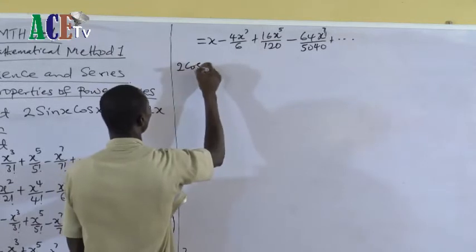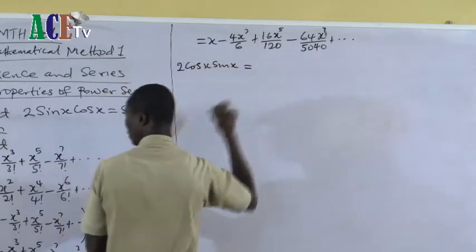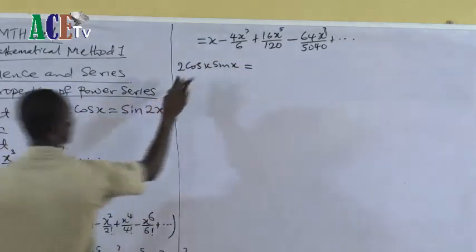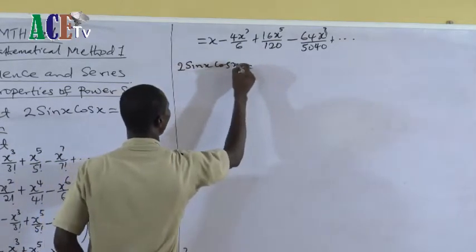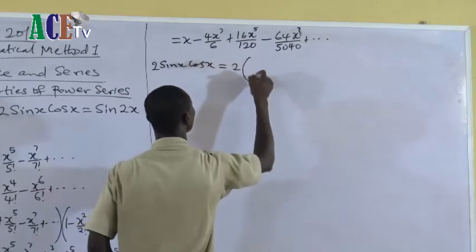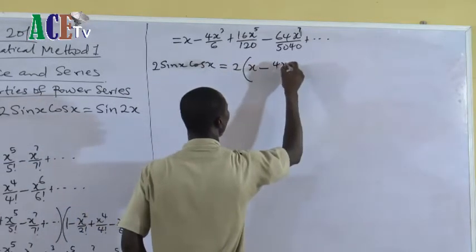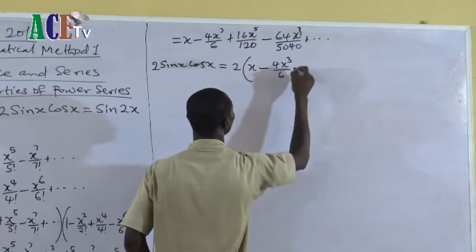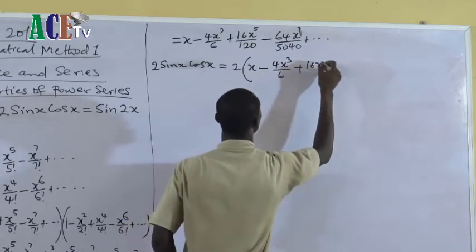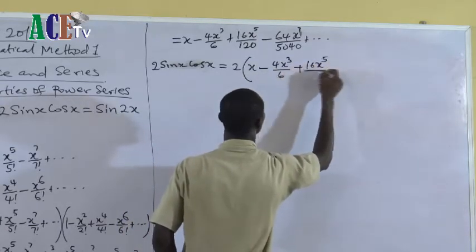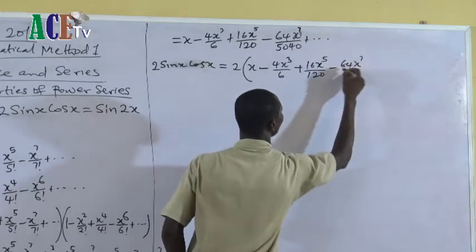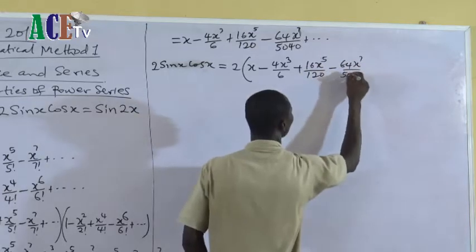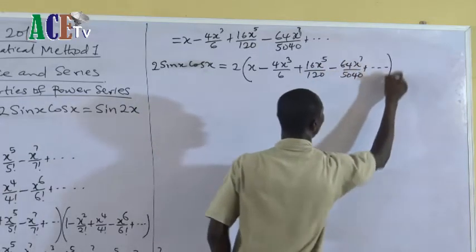But this one, 2 cos x sine x, is this sine x or cos x? Okay, either I write it as sine x or cos x. Sine x will be equal to 2 into x minus 4x to the power 3 over 6 plus 16x raised to the power 5 over 120 minus 64x raised to the power 7 over 5040, and that will continue.